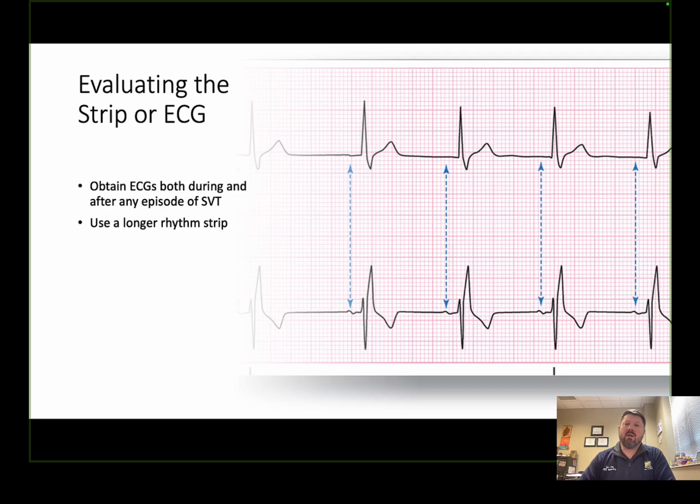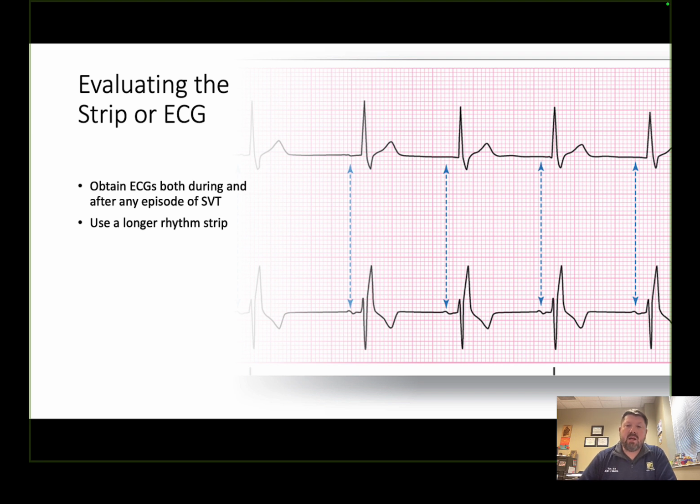Correctly identifying a rhythm from a single strip or monitor lead can prove quite challenging, if not impossible. The majority of the mistakes made in diagnosing arrhythmias occur simply because the clinician is looking at the wrong lead. We should always remember to obtain ECGs both during and after any episode of SVT. Comparison of the morphologies between the complexes during the presence or absence of the arrhythmia will provide additional clues that will make the diagnosis easier to obtain.